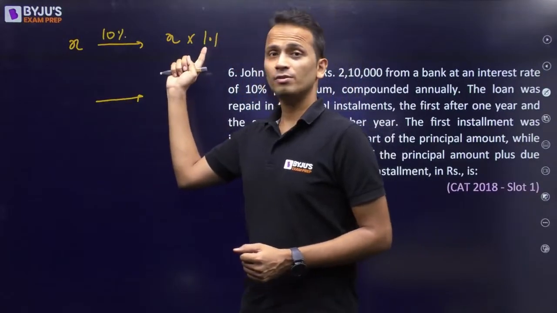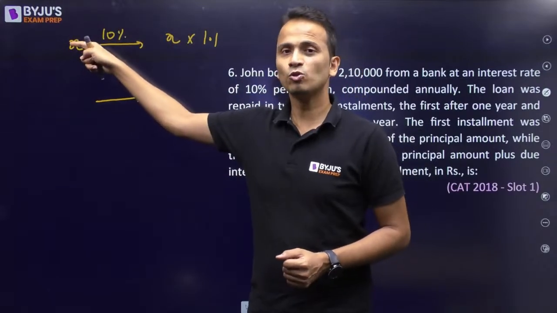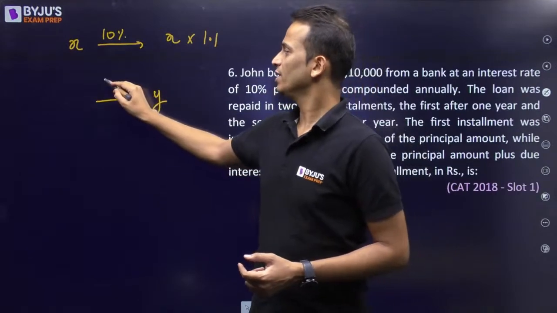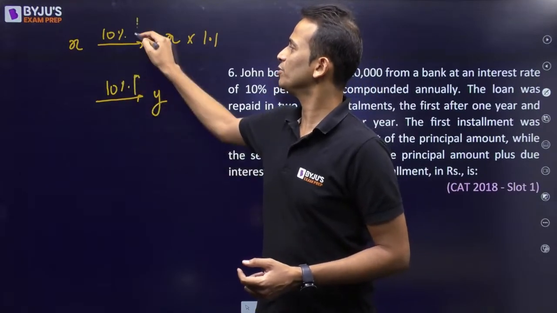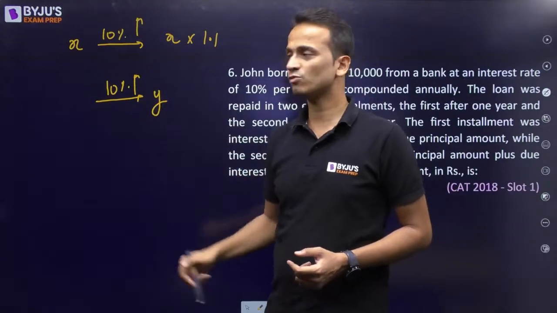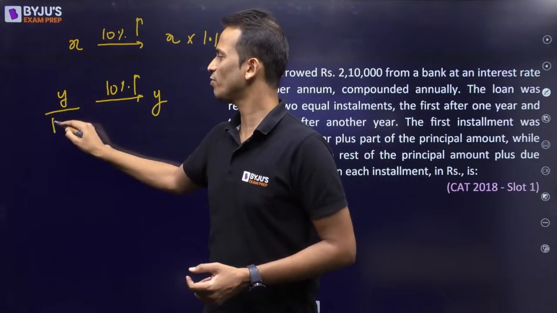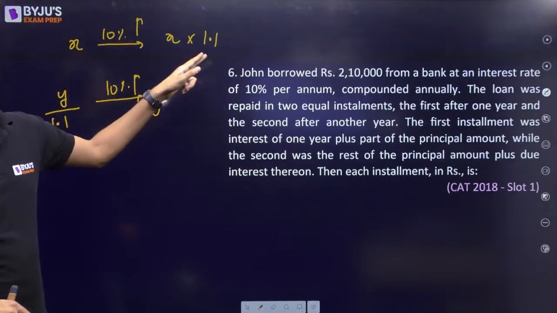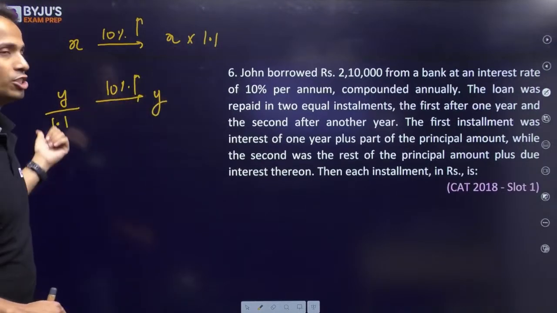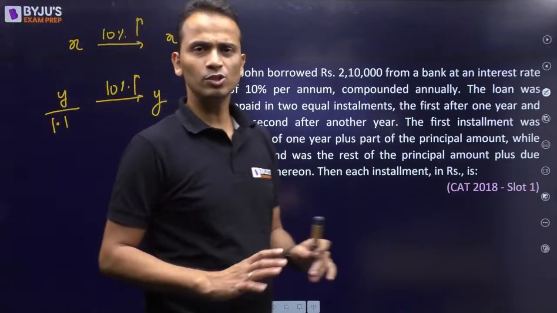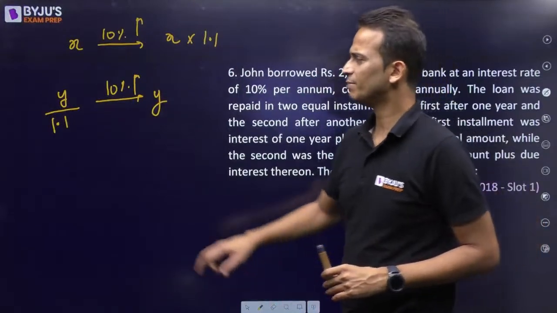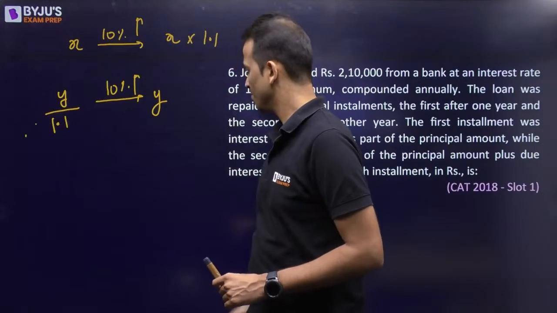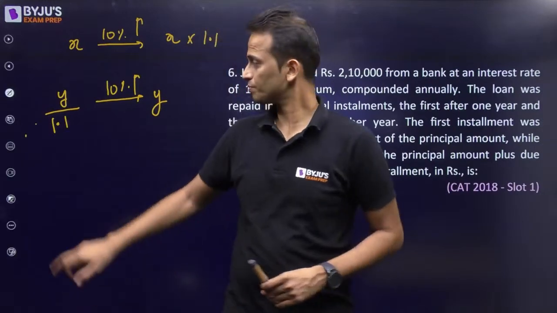But from the final value, if I have to come back to the initial value, what will be done? Let's say the final value is given as y after an increase of 10%. So the initial value will be y divided by 1.1. Simple as that. From initial value to final value we multiplied by 1.1, so from final to initial we will divide by 1.1. Now this we have done in all our basic lectures. It's part of the basic lectures.